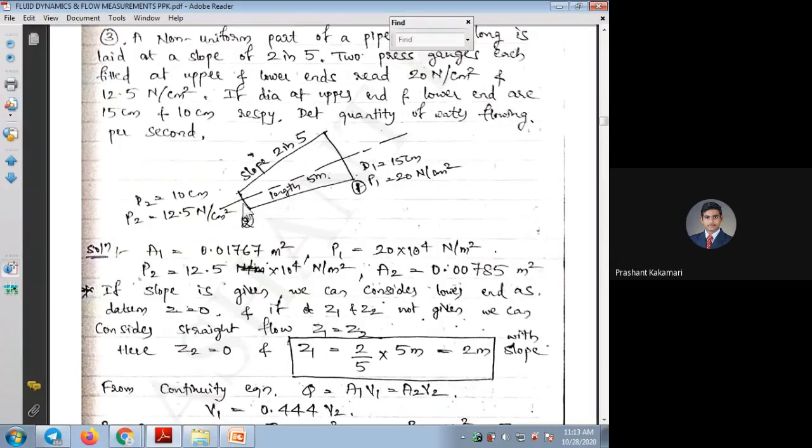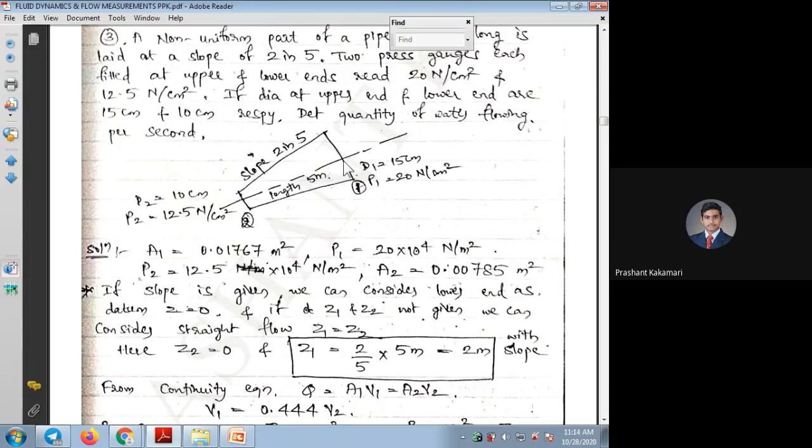Z2, as per this case, I can consider as 0. Z1 I can consider depending upon the slope. Now how to consider that? We can take Z1 as 2 in 5, for 5 meters distance the slope is 2 by 5. So the Z1 height will be 2 meters.